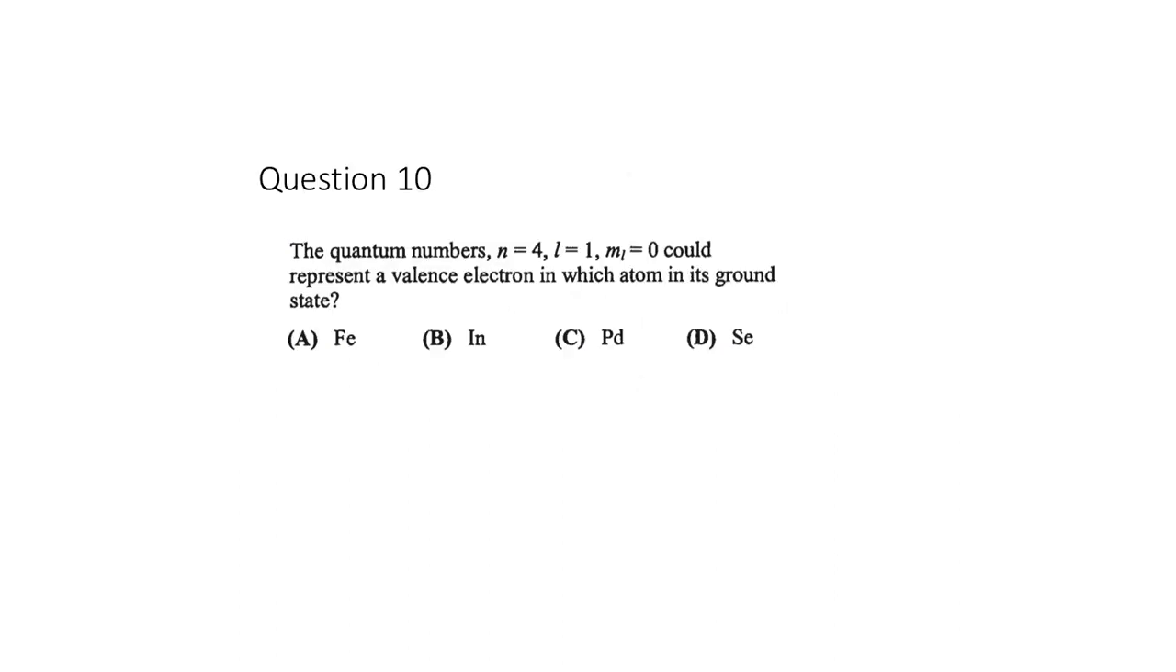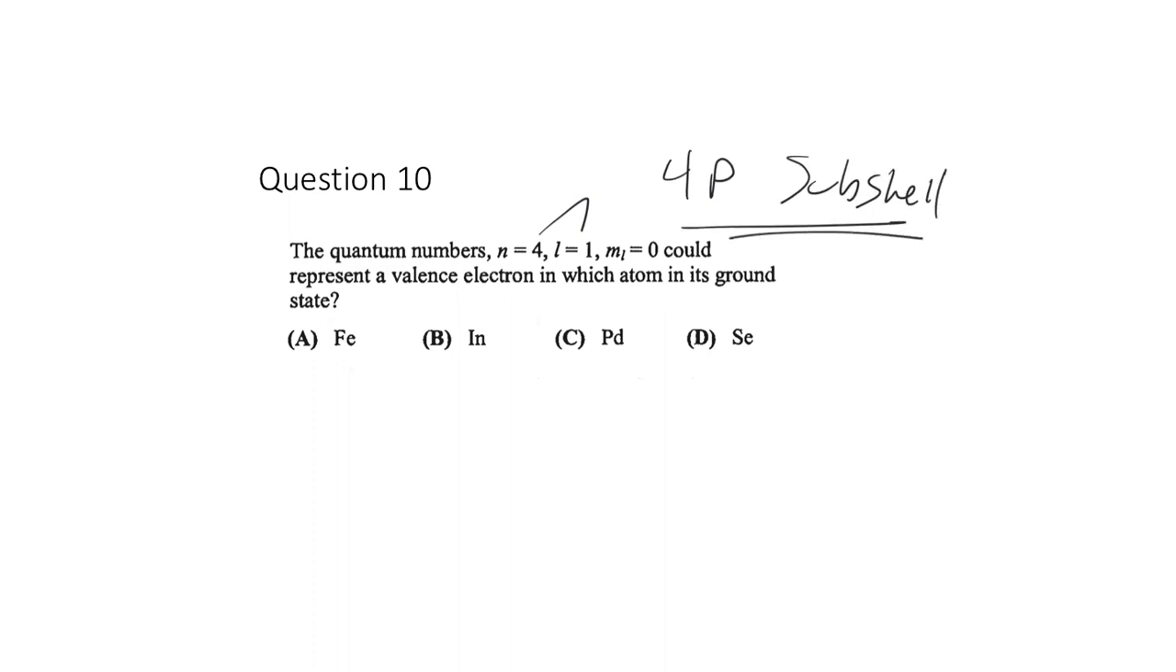Well, quantum numbers. N of 4, L of 1, M sub L of 0 could represent a valence electron in which ground state atom? Okay, this is a 4p electron. Well, it's an electron in a 4p subshell. That's the right nomenclature.